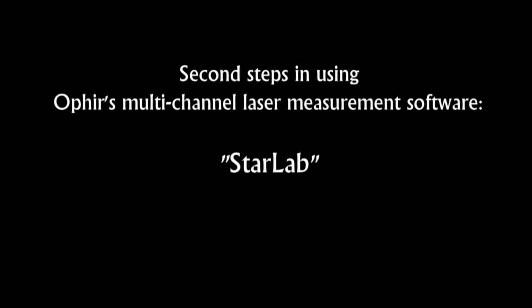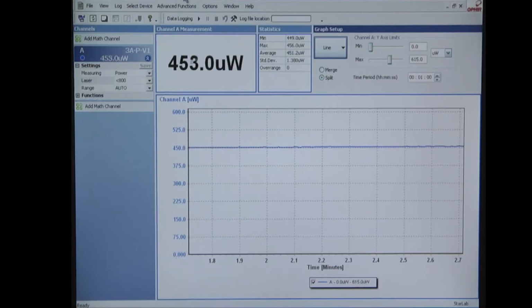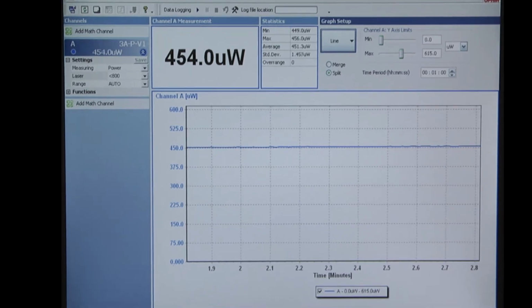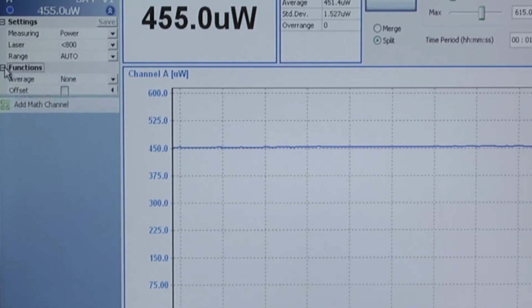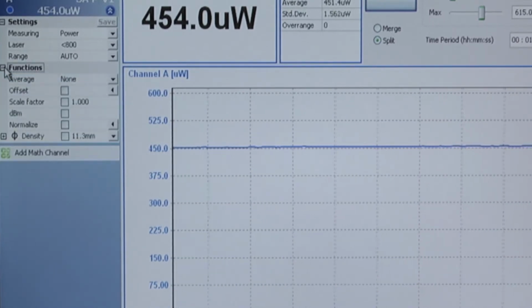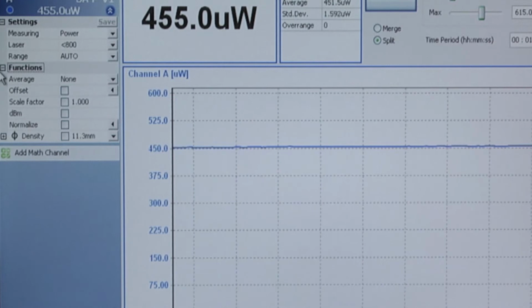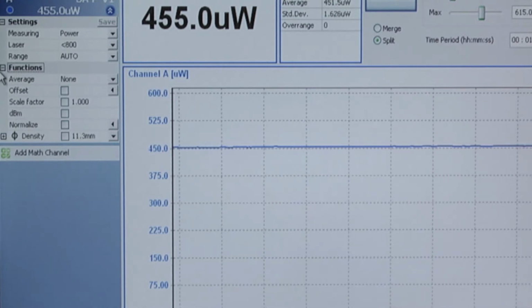We're now going to look at some of the special functions that are available. Sometimes we want to not only get a reading, but also to perform additional processing on the reading. The special functions are available by opening up this screen over here. Let's have a look at the functions that are available in this case.